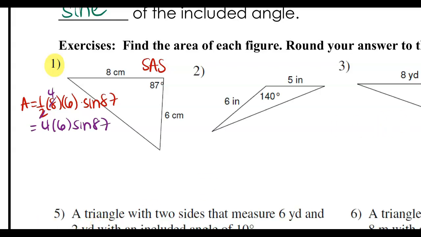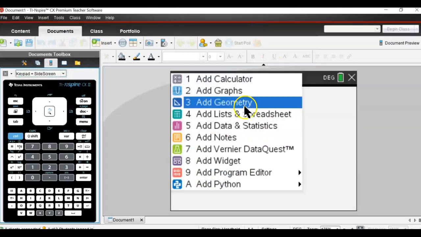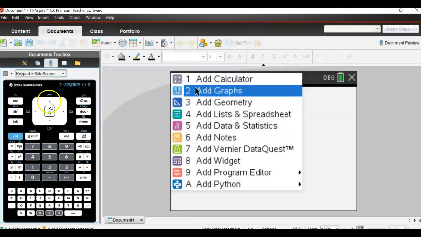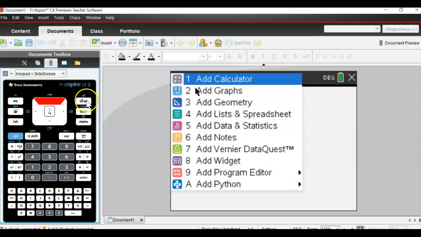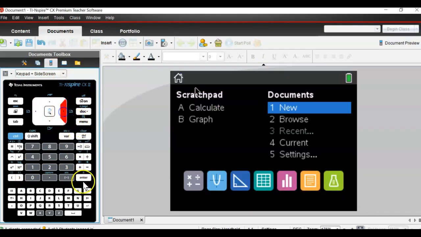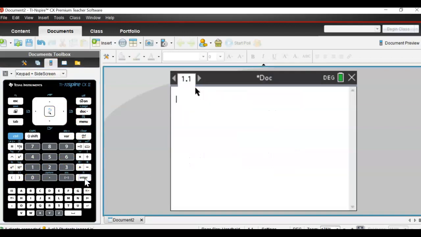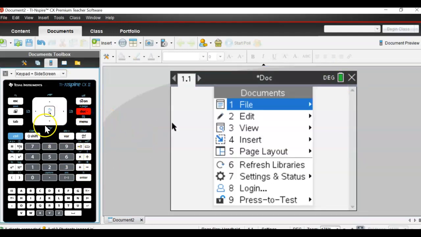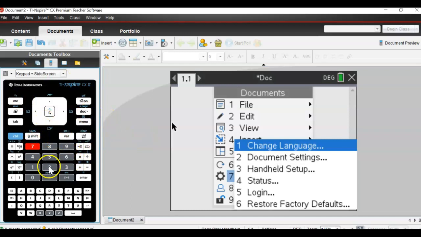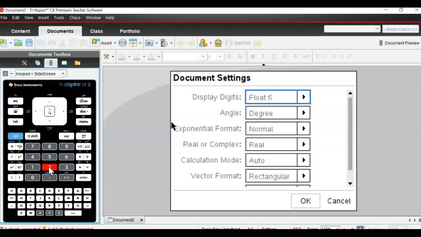So over here to the side, I'm going to bring over your calculator. And we're going to go into a brand new document. Let me go back to the main page. Go into a new document. We're going to go to option 1, which is calculator. And we're going to make sure that our calculator is in degrees. If it's not in degrees, go to document, option 7, which is settings and status, and then hit option 2, which is document settings. You're going to change it from radians into degrees.